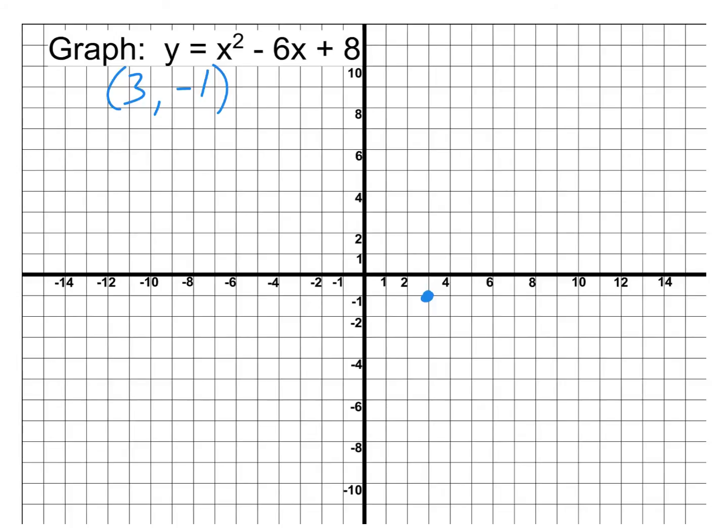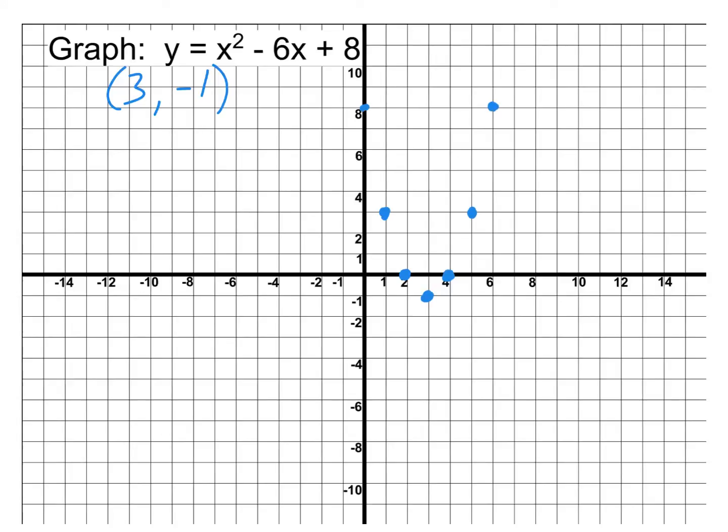Having done that, you now already know how to make the graph of this because you know what the parent function of y equals x squared looks like. It follows the exact same pattern because it has that x squared in it. So in order to graph it, we are going to go over 1 and up 1 on both sides. And then we're going to go over 2 and up 4 on both sides. And then we're going to go over 3 and up 9 on both sides.